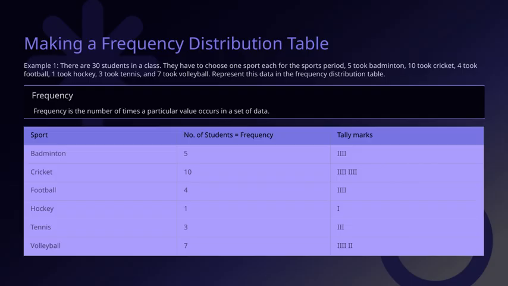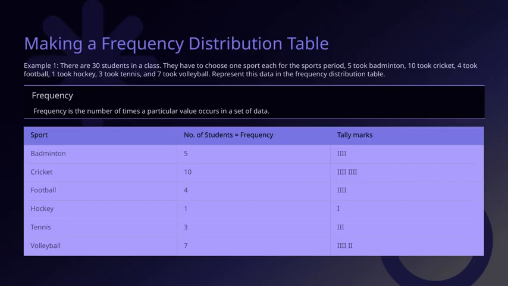These help us quickly count the frequency. 4 tally marks represent 4 students, and more tally marks are added in groups of 5 for easy counting. The key point here is understanding what frequency means. It's simply the number of times a particular value or choice appears in our data set. So, in this case, the frequency tells us how many students picked each sport.